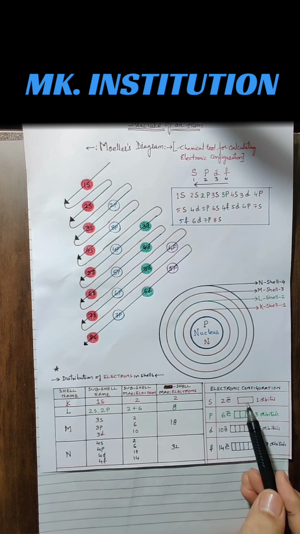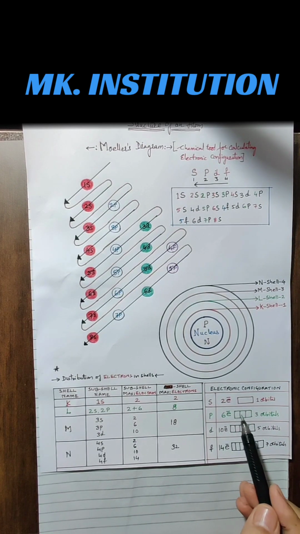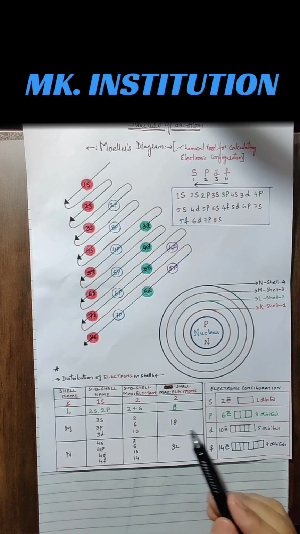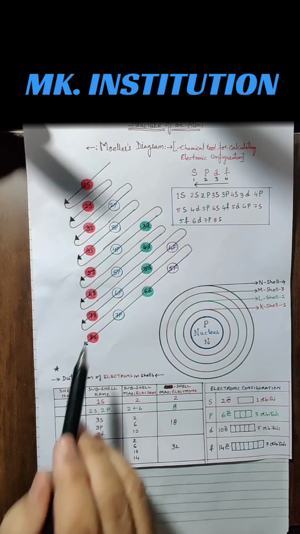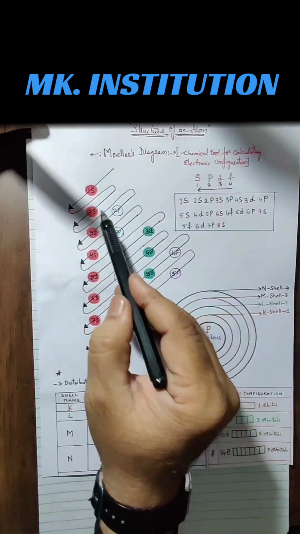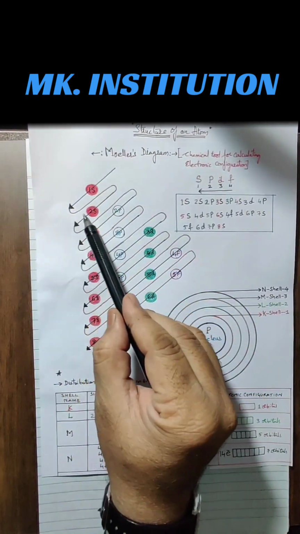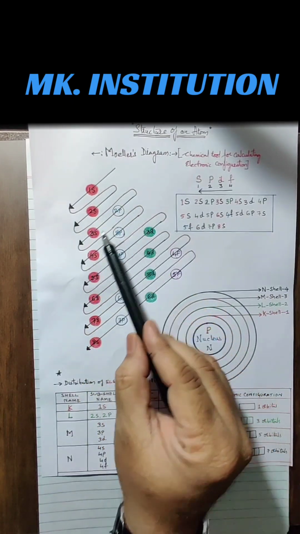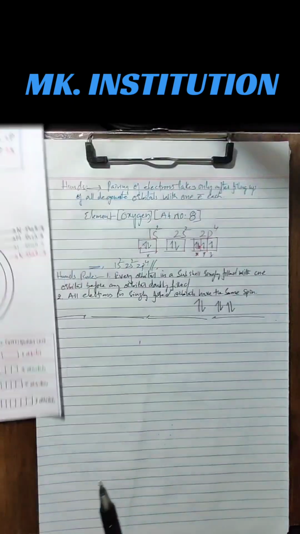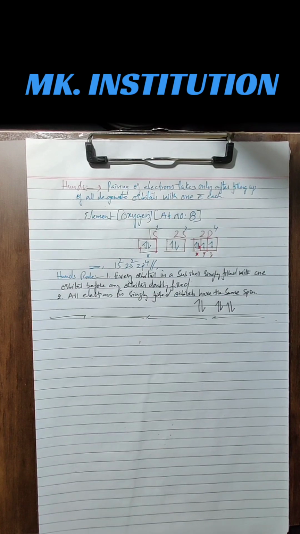1 orbital, 2 electrons. 3 orbitals, 6 electrons: 2, 2, 2. Clear? This chart is nothing but a Moeller diagram. This chart shows how the electrons fill up, in what way the electrons will fill. Clear? Now we'll do the electronic configuration. Clear?